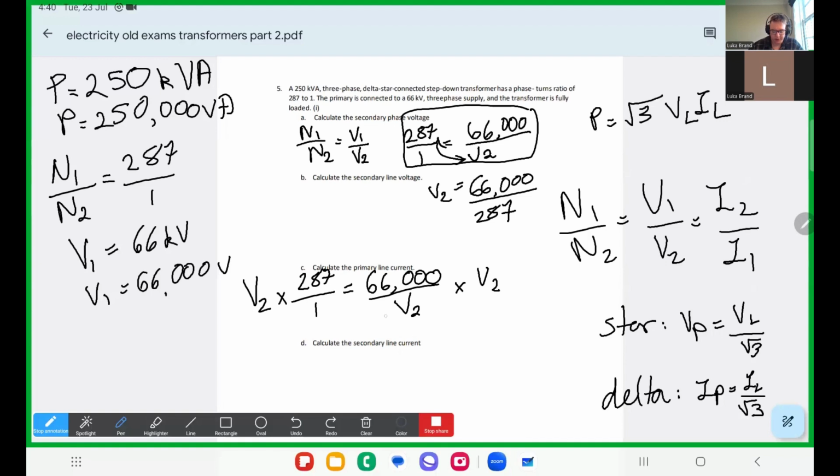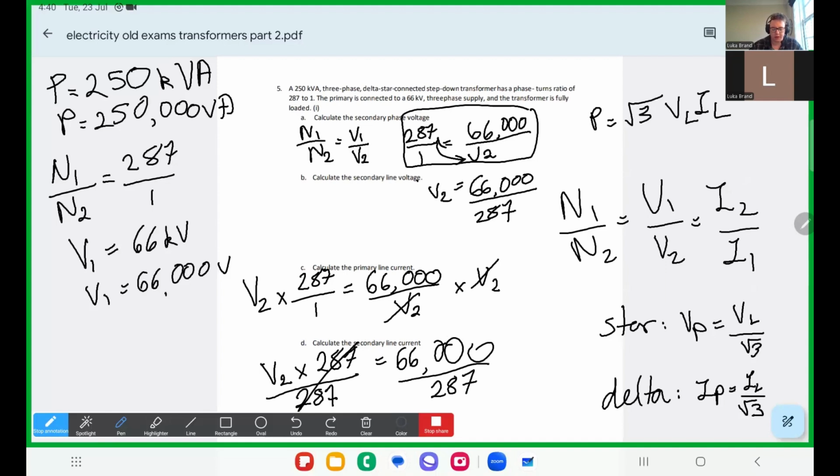So now I have V2 times 287 equals 66,000. I've currently got times 287. What I'm going to do is divide that, and as we discussed, a number divided by itself equals 1, so that's going to cancel that out. Now, I have to do the same thing on both sides, so I'm doing it down here as well. And that is how I got this.